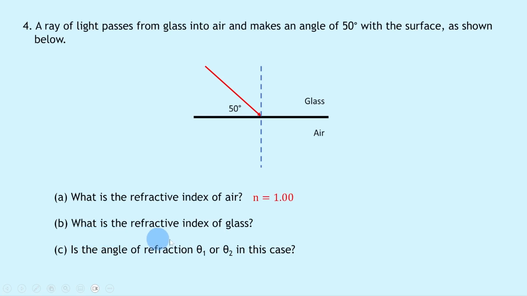For B, it says what is the refractive index of glass? Well, looking at the data sheet, you'll see a value for crown glass of n equals 1.50 or just 1.5.